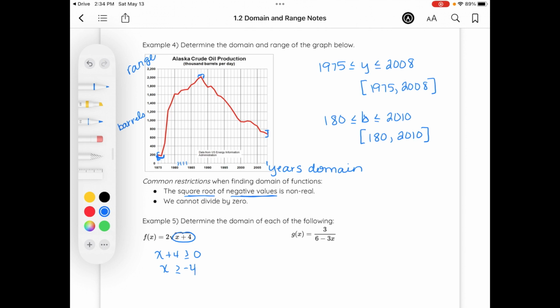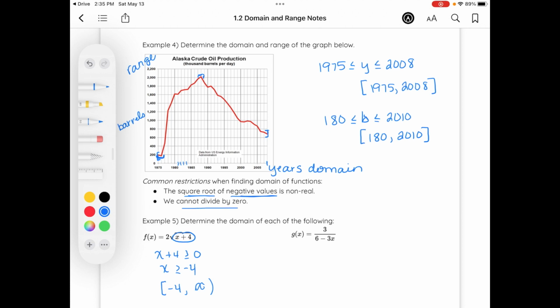So I'm automatically given the inequality version of my domain. But I could also put this in interval notation where x can be -4, but it has to be greater than -4. So we're going towards positive infinity, where we stop at positive infinity, which is non-existent. So it'll keep going, which is why we're using that parenthesis.